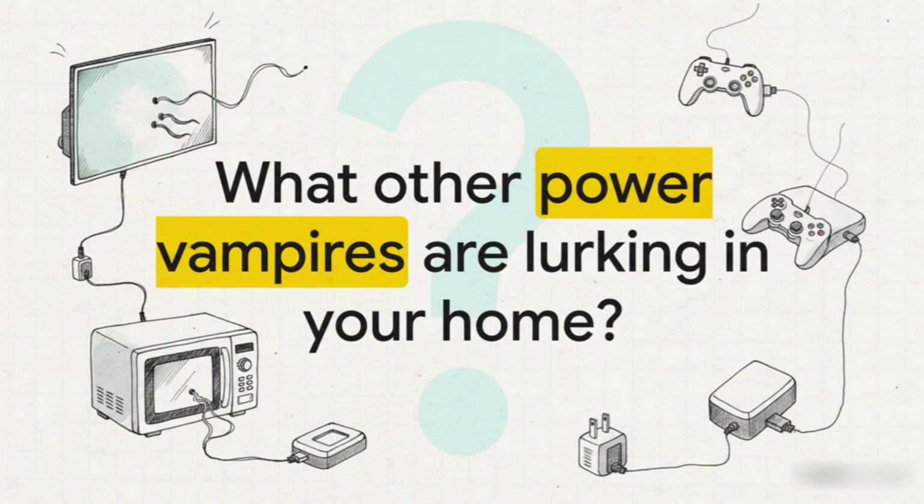So understanding this difference kind of changes how you look at your gadgets, right? It's not just about whether something is on or off. There's this hidden work happening inside our electronics all the time. And that leads to a final thought for you. Now that you know the science behind it, what other power vampires do you think are lurking in your home? Your TV, your game console, maybe even the clock on your microwave. The list is probably longer than you think.